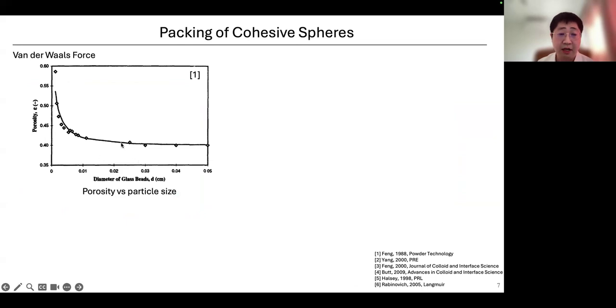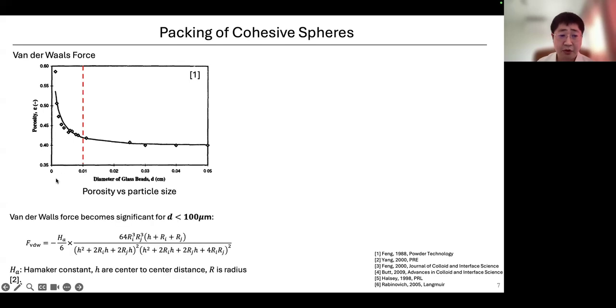When the particle is large, the porosity is pretty close to 0.4, which is consistent with a cohesionless particle with a packing fraction of 0.6. So 1 minus 0.6 is 0.4 of porosity. But as the particle size becomes smaller and smaller, we can see that the porosity becomes larger. The reason for that is that the van der Waals force becomes more and more significant as the particle becomes smaller. So there are expressions to evaluate the interparticle force.